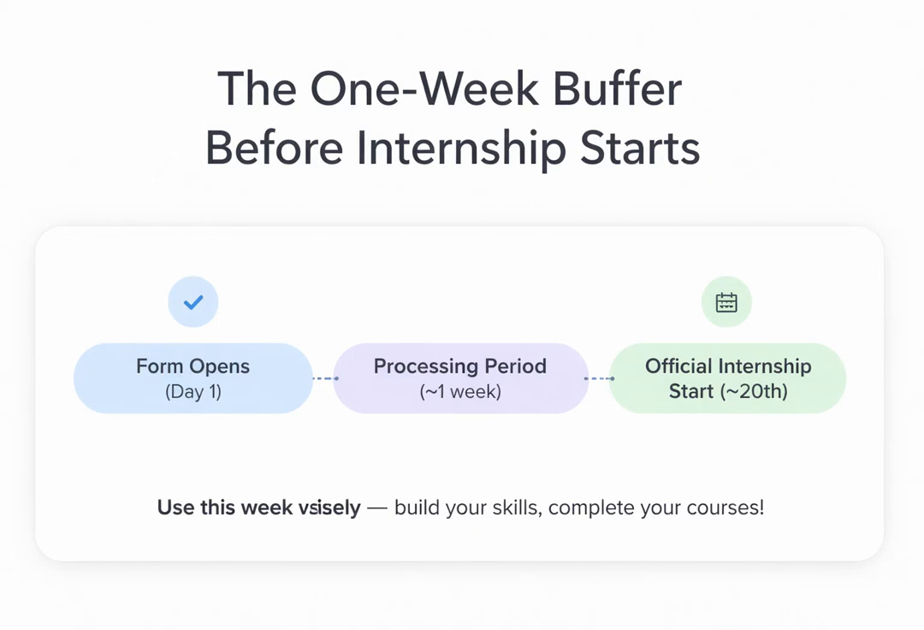Here's something really useful to know. The entire administrative process, from form submission to offer letter to code of conduct, takes about 1 week. That means if the form opens around the 11th, your internship officially starts around the 20th. That's almost 10 days where you're waiting. And the advice here is clear. Use that time to sharpen your skills and finish up any courses you're working through.